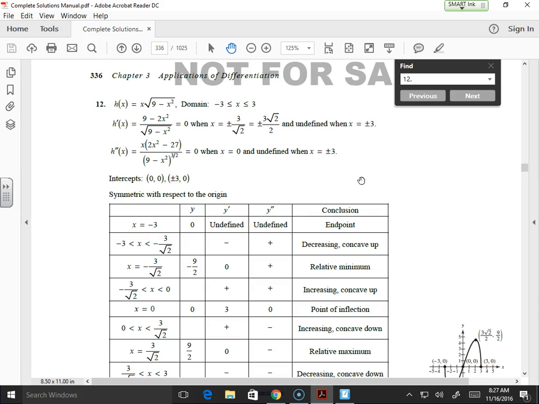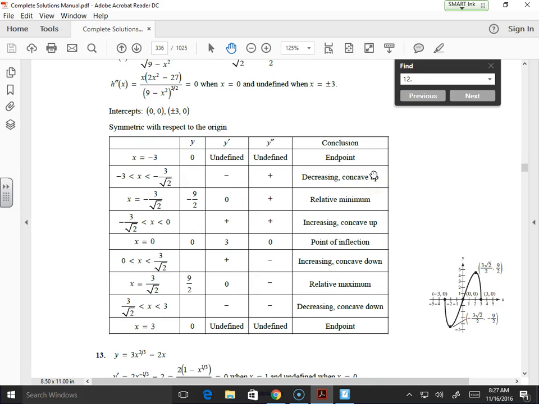You have a relative min at -3 over rad 2. You have a point of inflection at 0, 0. You have a relative max at 3 over rad 2 and 9/2. Those are your points. And then you have all of your increasing, decreasing, concave up, concave down.